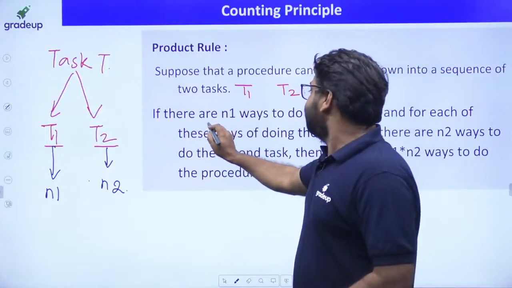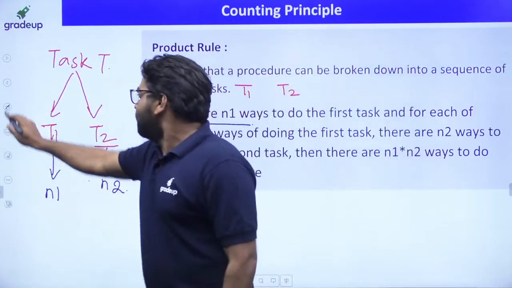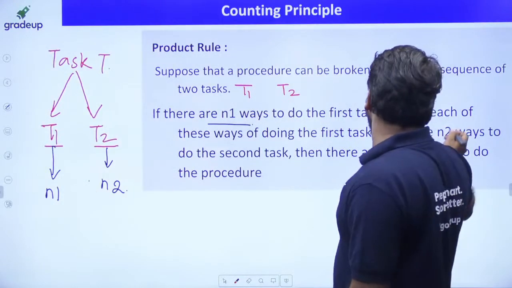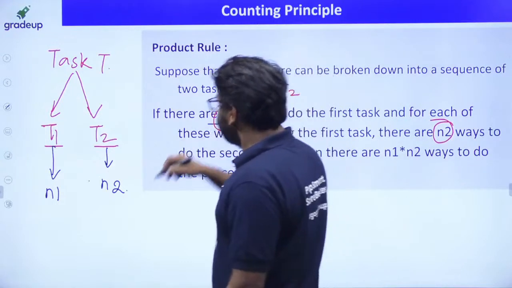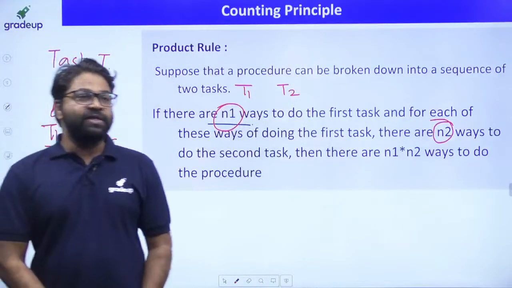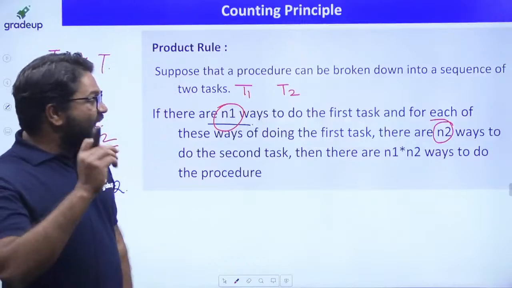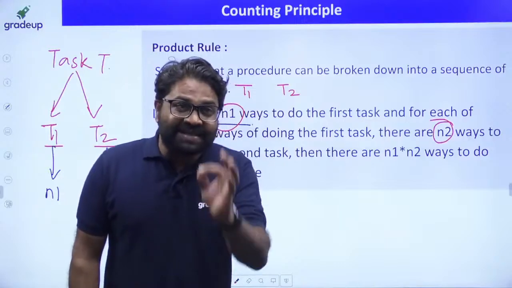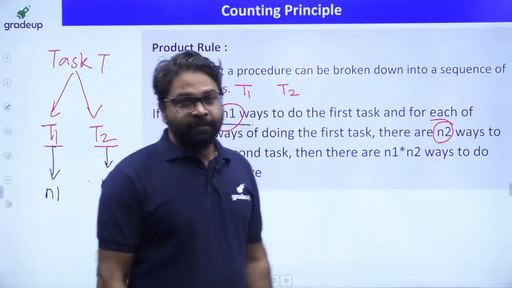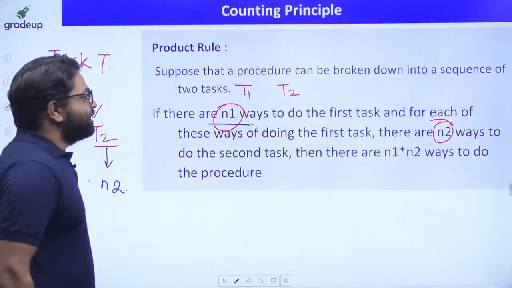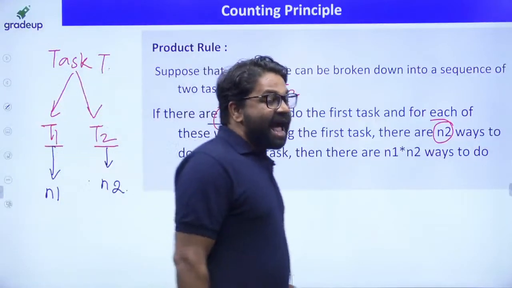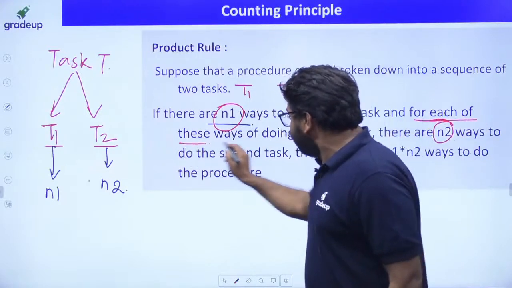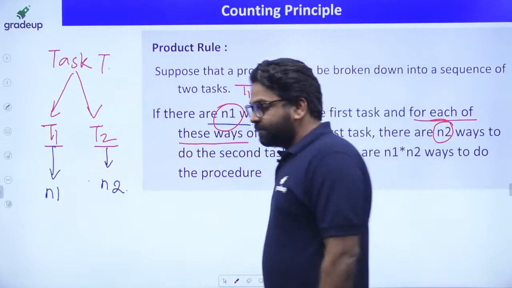Let's consider there are N1 ways we can do the task T1, and there are N2 ways we can do the second task. Now there is one statement that is very important, and what is that? Both the tasks are happening simultaneously. This statement you have to understand: both the tasks are happening simultaneously, and for each of the N1 ways we can perform the N2 ways.